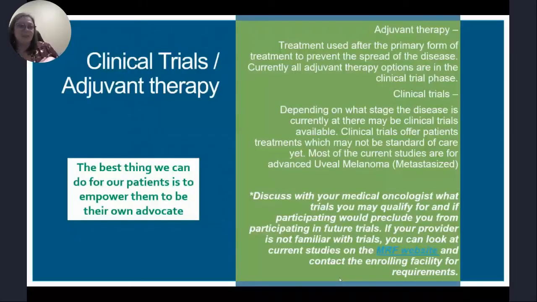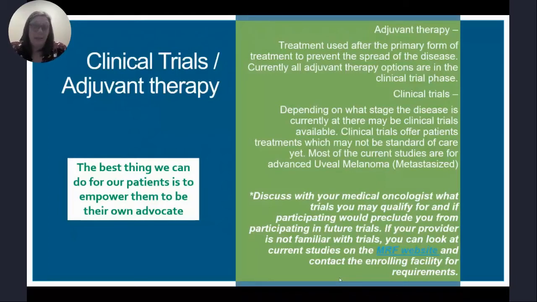So we talked about clinical trials and adjuvant therapy. So adjuvant therapy is treatment that's used after your primary tumor in the eye is already treated. It's used to prevent the spread of cancer.